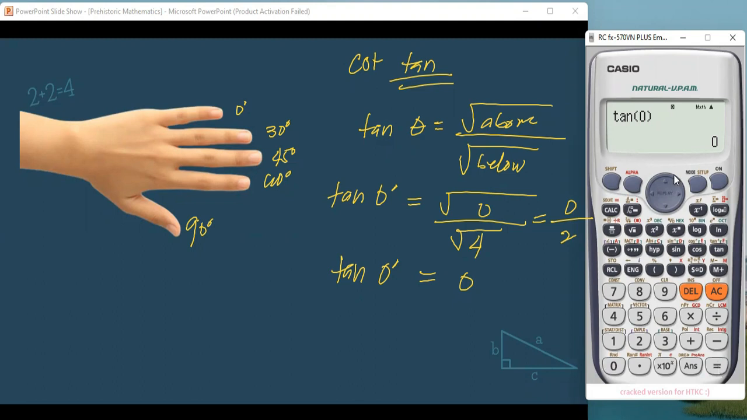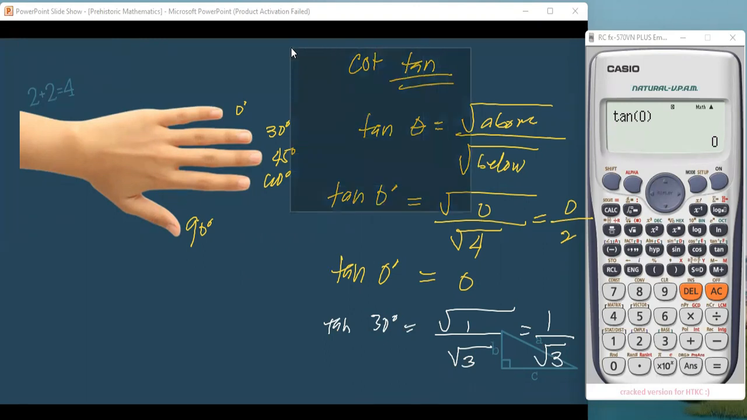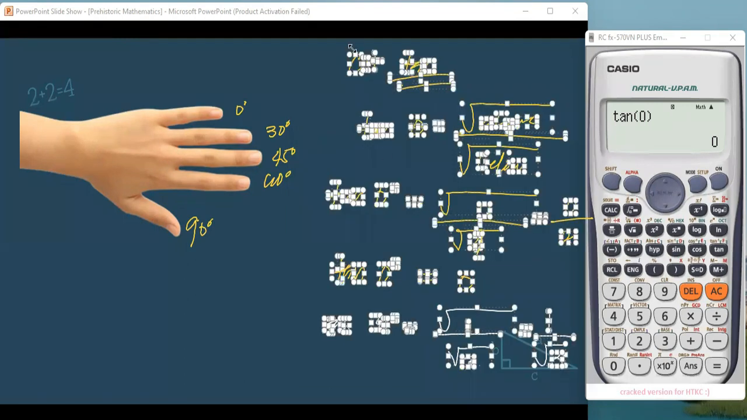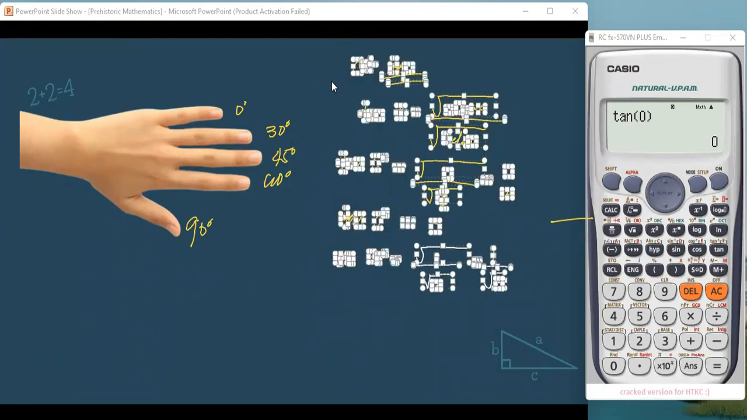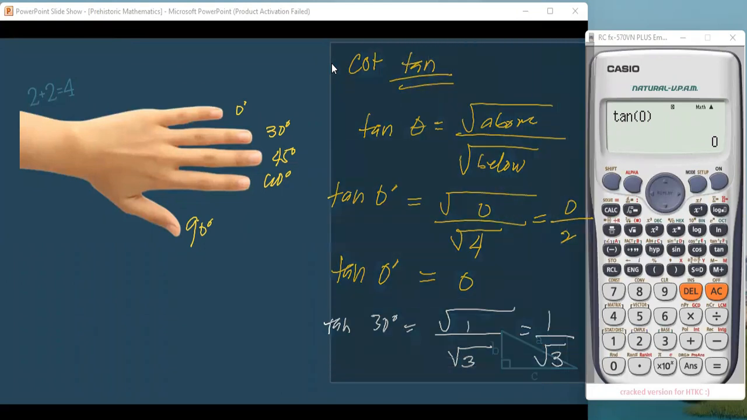So correct. Let's have tangent 30 degrees must be equal to how many fingers are there above 30? So there is only 1. So we have here 1 over the square root of how many fingers are there below 30? So we have 1, 2, 3. So we have here 3. What is the square root of 1? That is 1. What is the square root of 3? That is still square root of 3. So, di ba po, kung maalala nyo, bawal po sa mathematics ang magkaroon ng square root sa denominator. So, ibig sabihin po, katulad ng ginawa natin kanina, kailangan pa rin po natin yung i-rationalize.